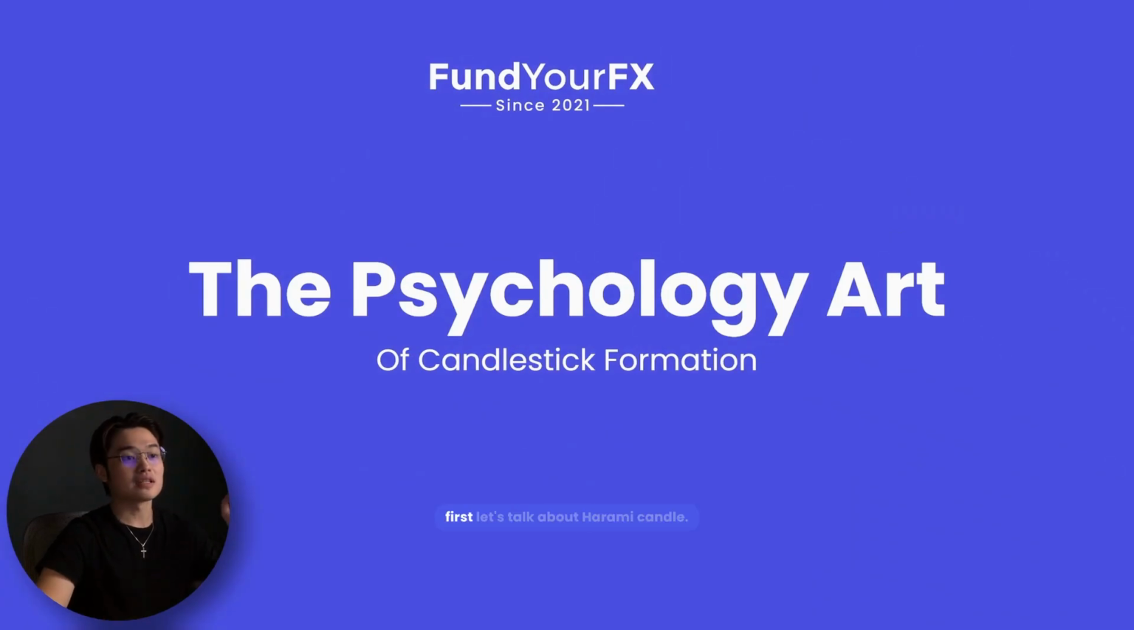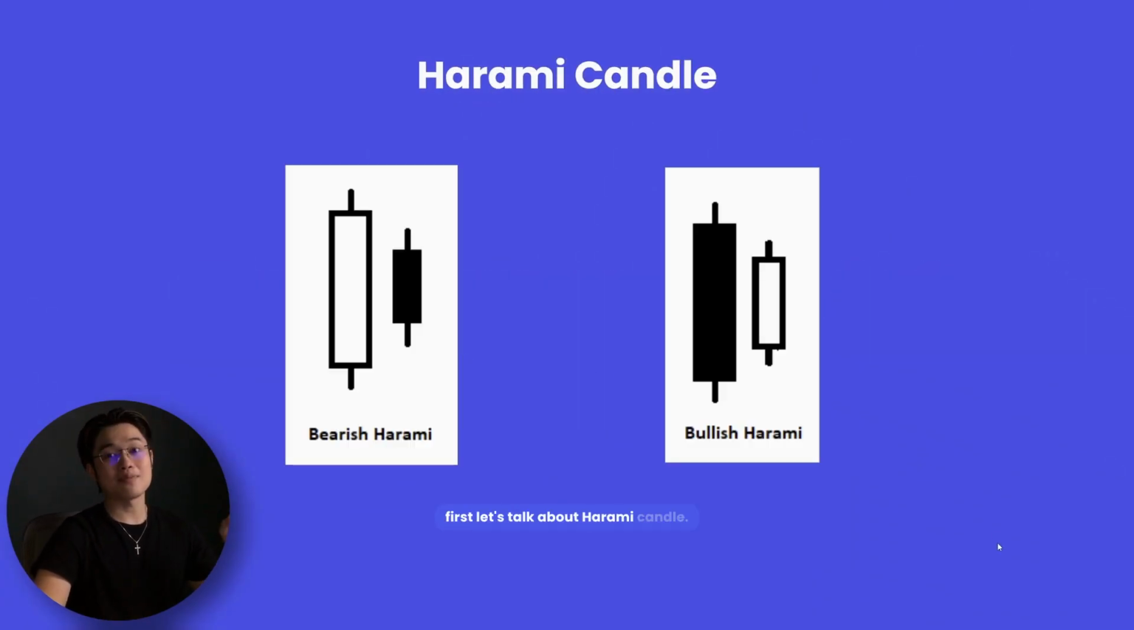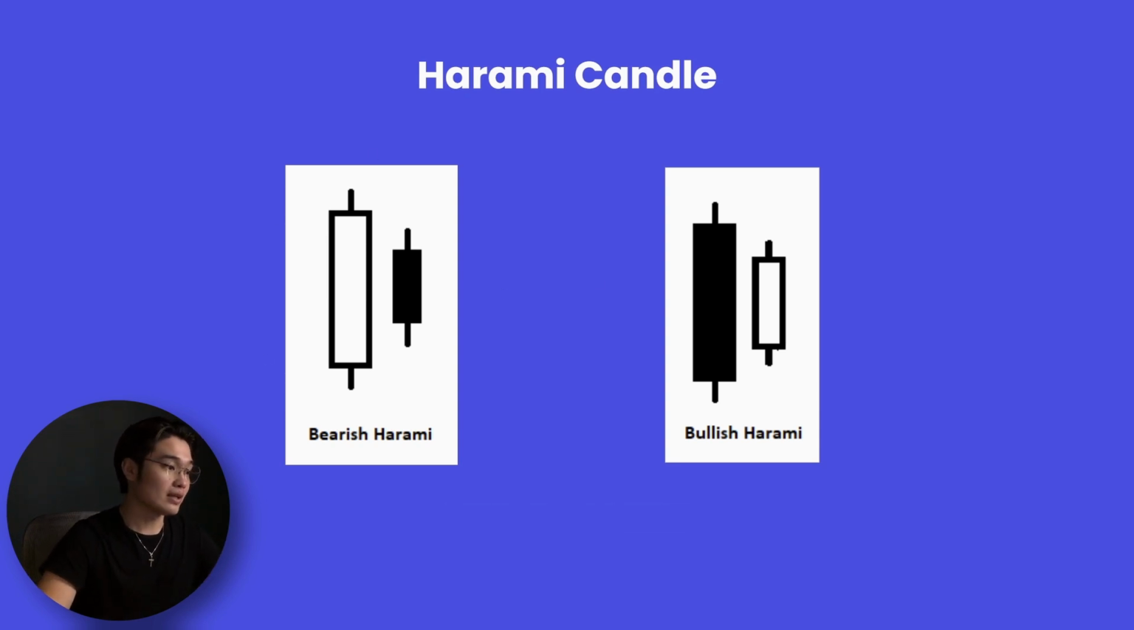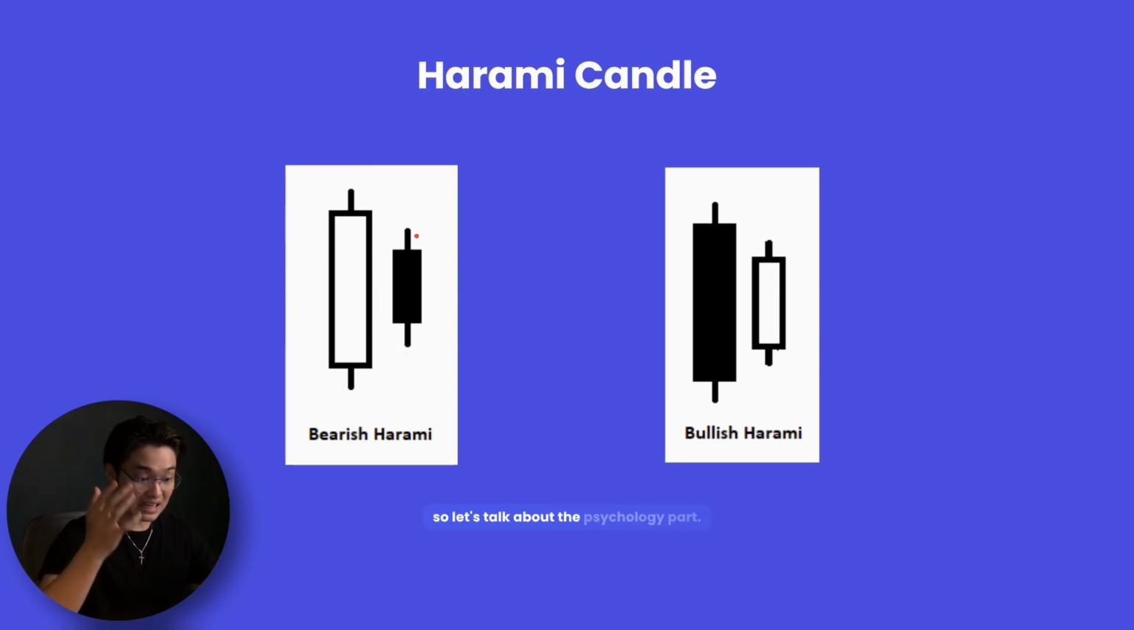Okay, first let's talk about the harami candle. A harami candle is a formation made of two candles. The first one is the mother candle. Let me use the laser pointer. Here, you see, this is the mother candle, and the second one is the child, or the smaller candle. So let's talk about the psychology part.